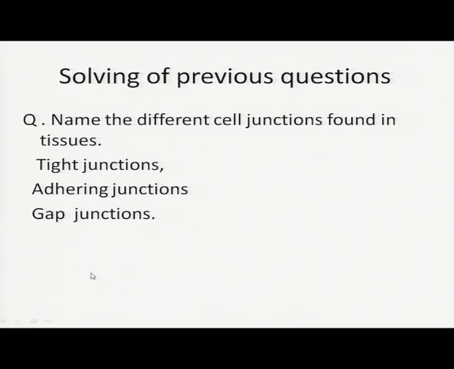Your first question was, name the different cell junctions found in tissues. Tight junctions, adhering junctions and gap junctions. Thus, there are three different types of cell junctions present in the epithelial tissues.